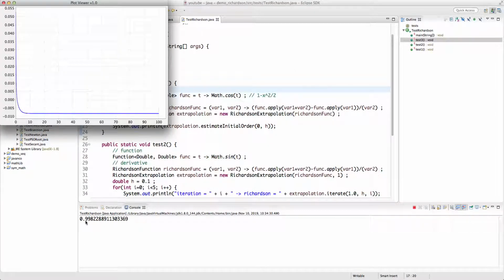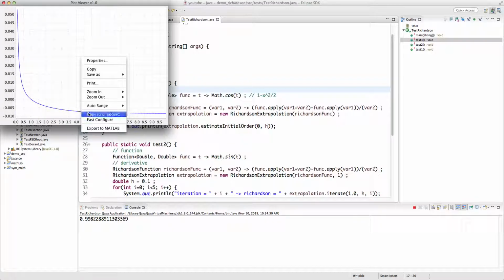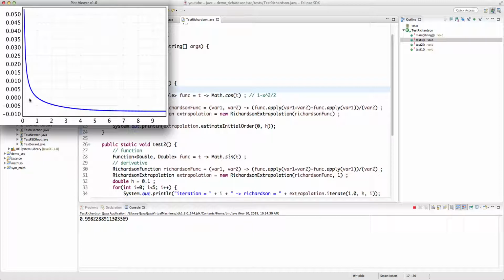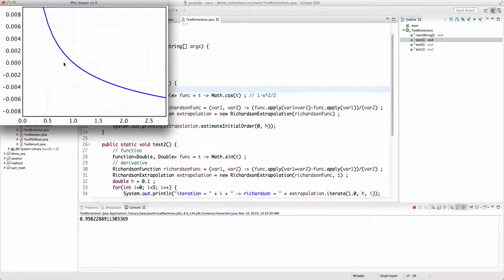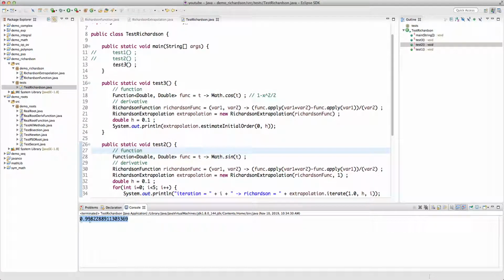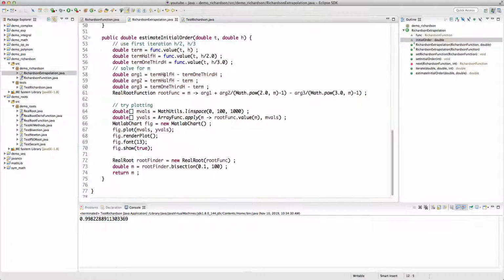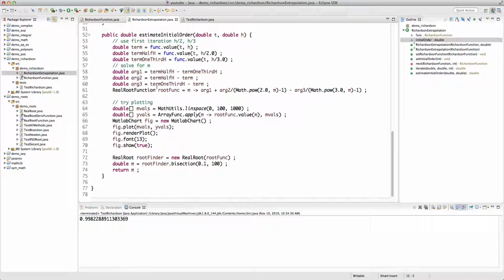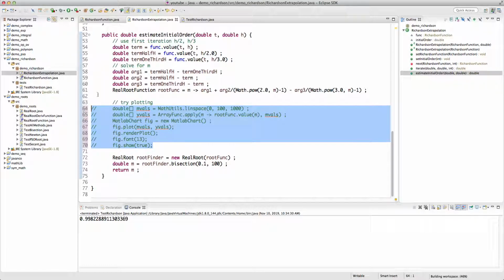Yes, we get 0.99822889. So the order of error is in fact 1. Where it crosses the horizontal axis, it's pretty much 1. Now be careful, if you cast this to an integer, you get 0, you don't get 1. So you have to be careful, and that's why I kept it as a double value instead of linear. So I'm going to comment this out because I don't want to plot this.